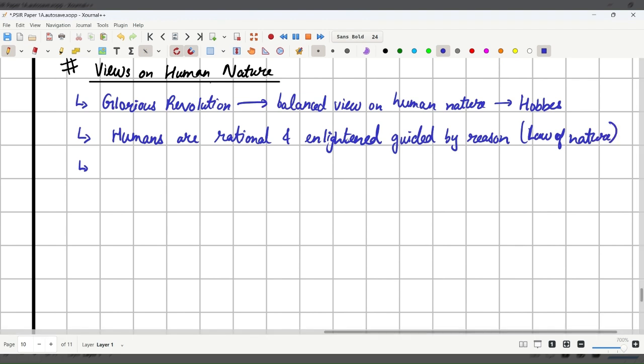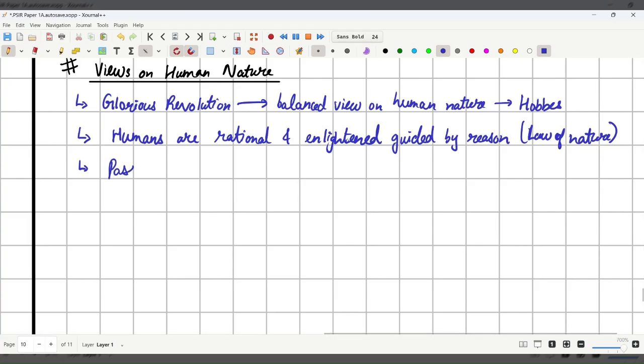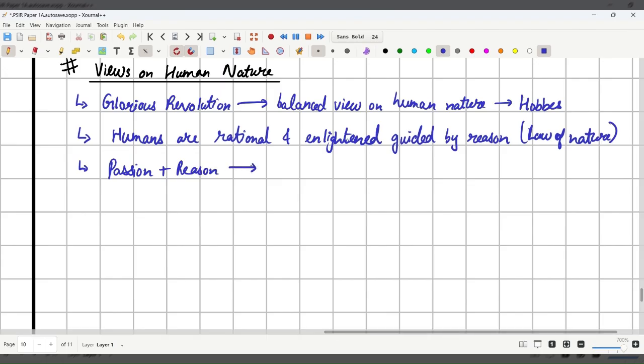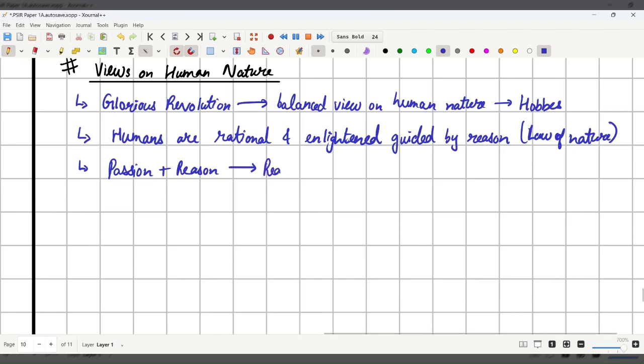While humans have their passions, they have reason as well. Their reason allows them to recognize and respect the inherent rights of others. Reason in man allows them to respect and recognize the rights of others.